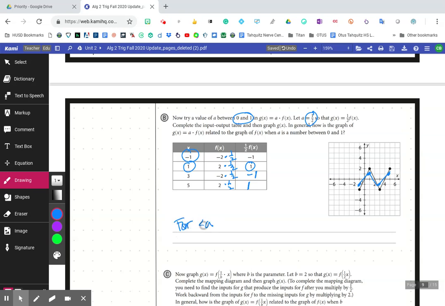Okay, so what this means is for a between 0 and 1, g of x equals a times f of x is compressed. Technically, it's compressed vertically by a factor of a, because it basically got to half of its height.